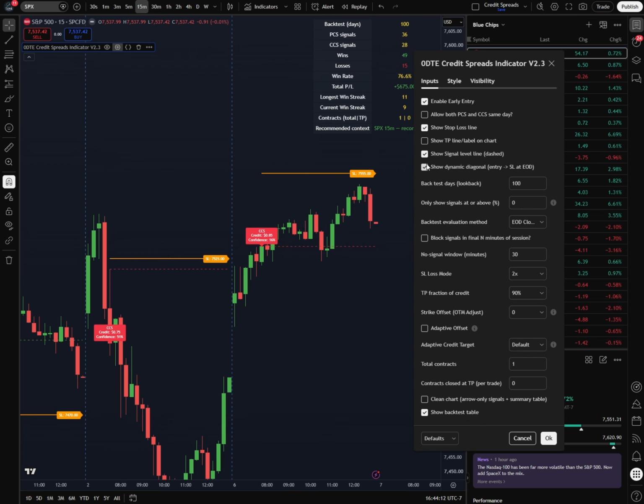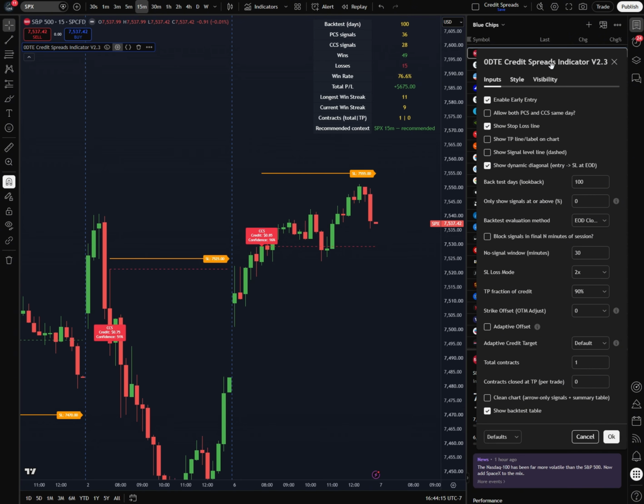And then the dynamic diagonal line. So this is basically a fast and easy way to take time of entry to the end of the day, and it draws a line to your strike line. So this is where I entered, this is the end of the day, this is my strike line, so it creates a diagonal on that.